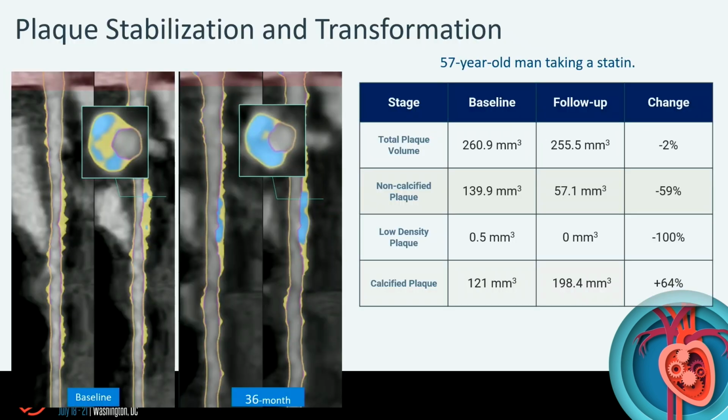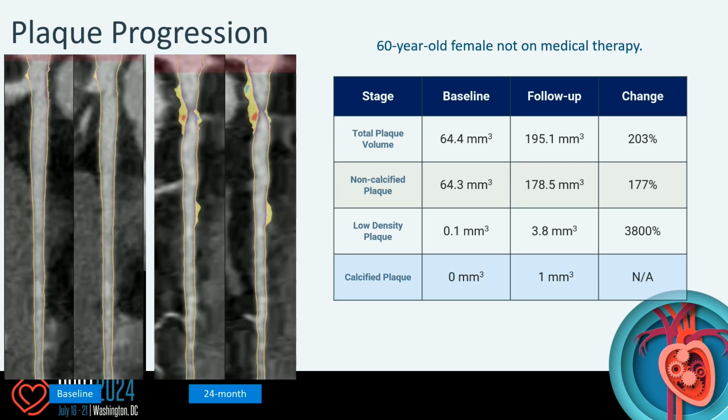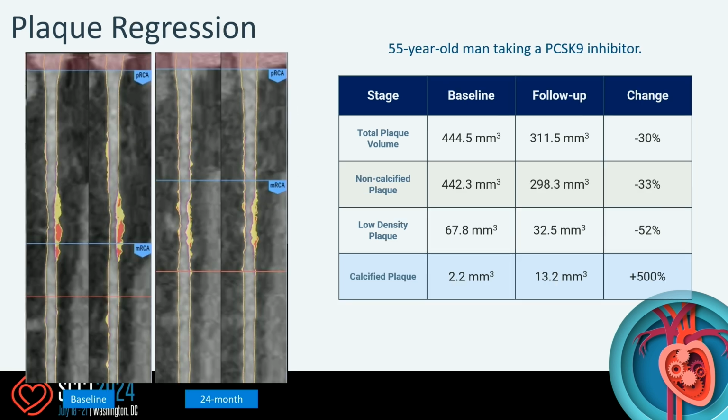And we have those examples. We already saw the example of a patient treated with a statin who stabilizes the plaque with calcium. You have here an example of somebody who doesn't take any medication and whose plaque progresses. And then we have an example of our ultimate goal, plaque regression. With all the modern new therapies that we have, we are at the stage where we can probably regress the disease, as shown in this example.